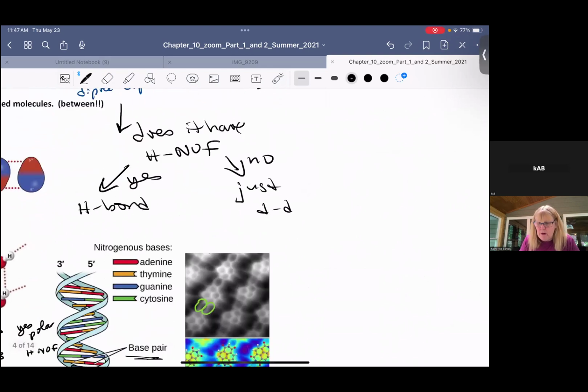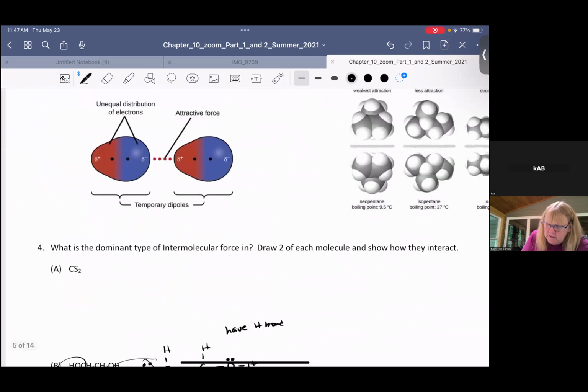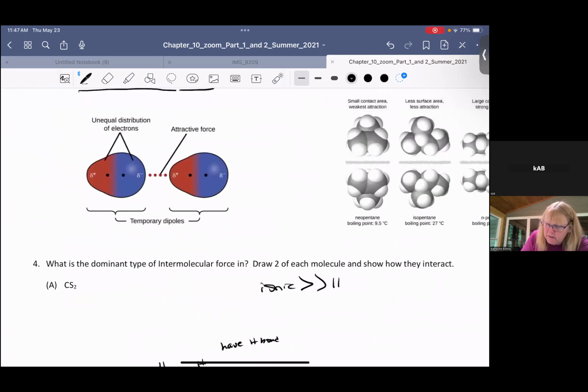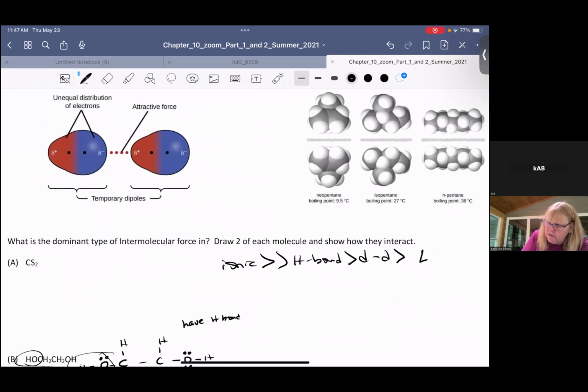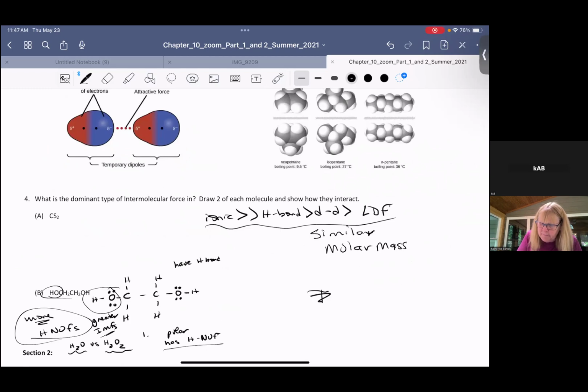So how do we rank these? Well, again, we rank these with our step 1: ionic, much greater than a hydrogen bond, which is going to be greater than a dipole-dipole, which is going to be greater than our London dispersion force. Now, this is under one set of conditions, and our set of conditions here is going to be similar molar mass. If our molar mass changes, how this uneven distribution of electrons occurs in our London dispersion force can change. And our London dispersion forces, LDFs, depend on molar mass.